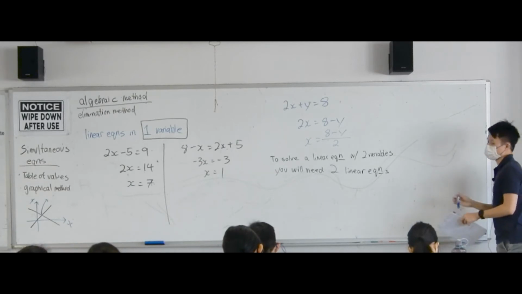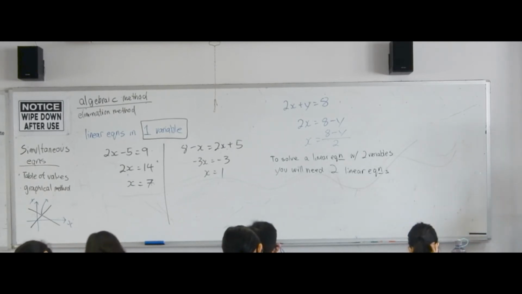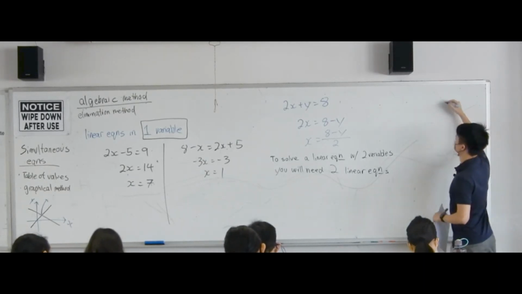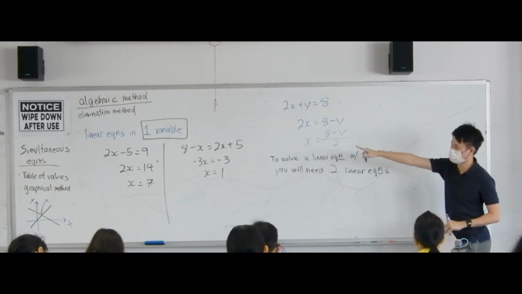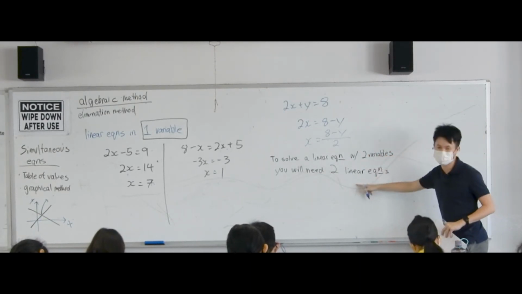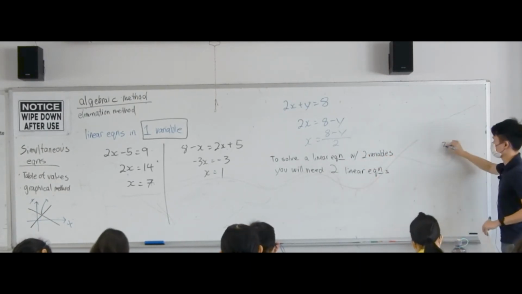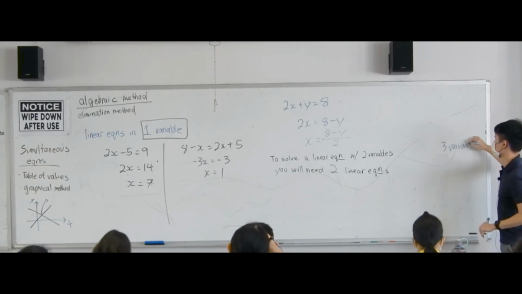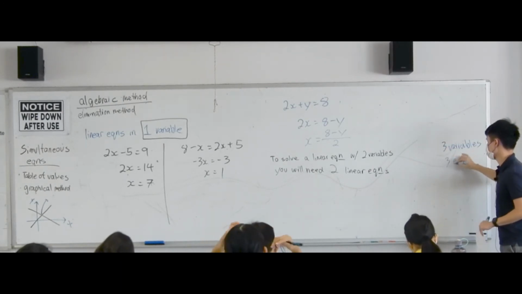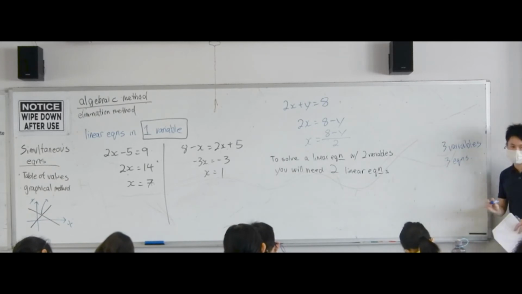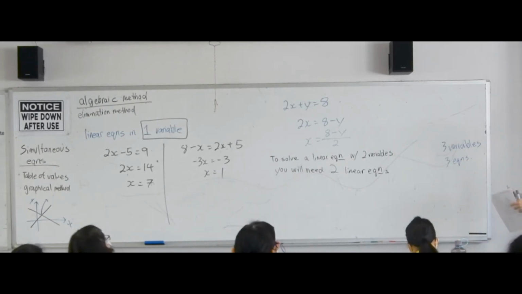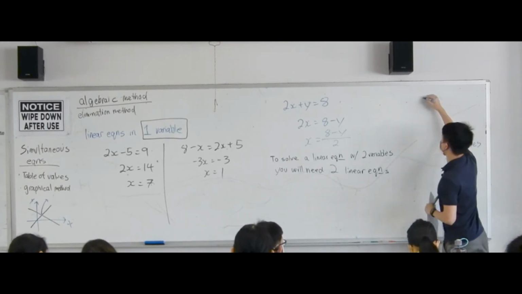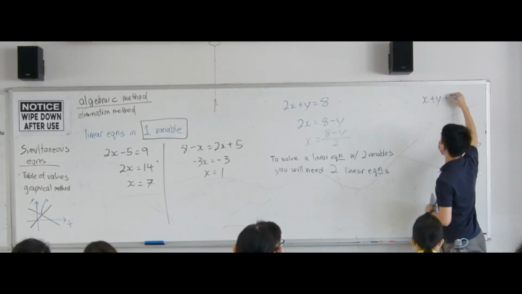Then my challenge to you all, which I'll upload on SRS, is this. If one variable needs one equation and two variables need two equations, this would mean that three variables need three equations. It will be a challenge on SRS for this chapter to solve a linear equation with three variables. That means I will give you, instead of x plus y, there will be z.